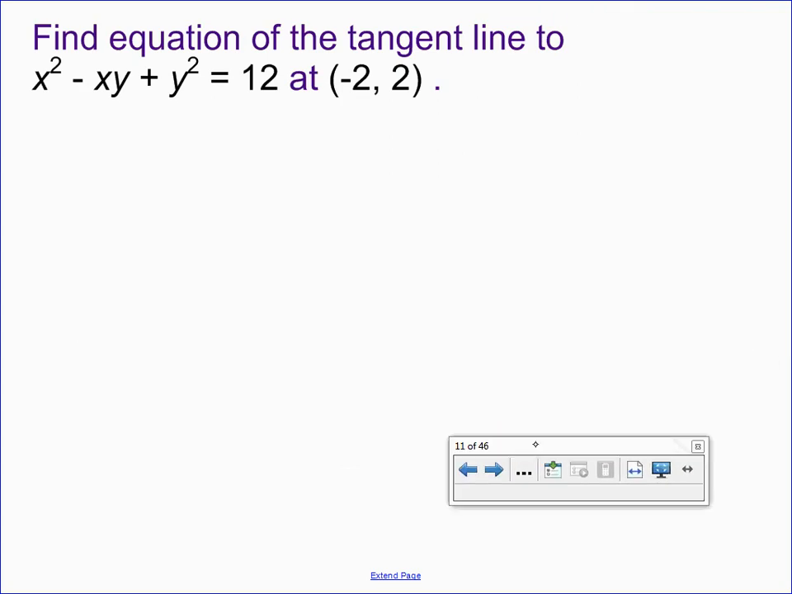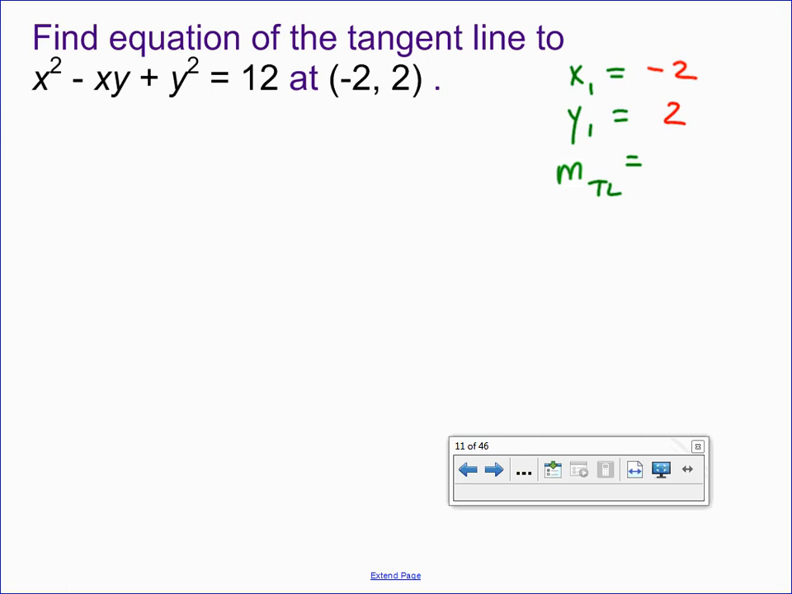Let's try another. Let's find an equation of the tangent line to the curve x squared minus xy plus y squared equals 12, at the point negative 2, 2. So, in order to find the equation of a tangent line, we need the x-coordinate of the point of tangency, the y-coordinate of the point of tangency, and the slope of the tangent line. Oftentimes, the first two are given for free in an implicitly defined relation type problem. Looks like negative 2, comma 2. But I still need to find the slope of the tangent line.